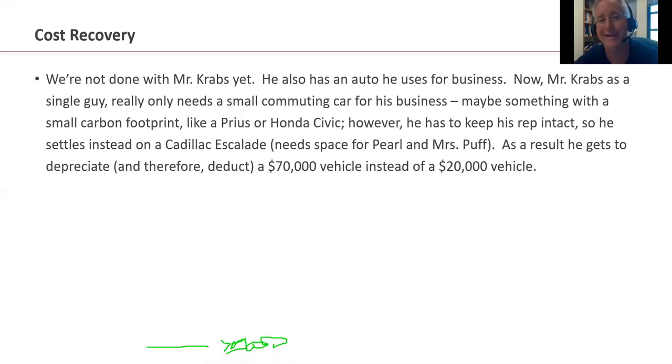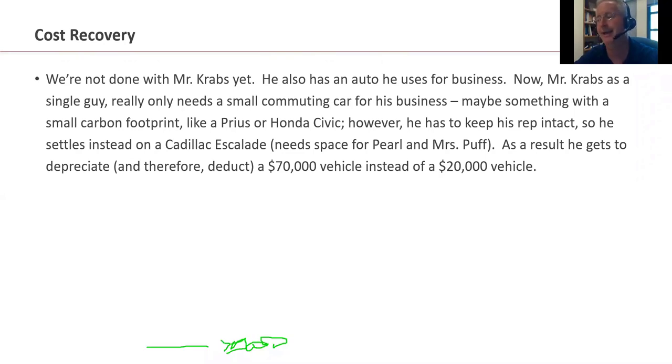All right, we're not quite done with Krabs yet. So Krabs has an auto he uses for business. And he's not cheating, right? He's legitimately using it for business. So recall, Mr. Krabs, he's a single dude, right? He really only needs a smaller commuting car for his business and presumably something with a small carbon footprint, right? Now, Krabs doesn't strike me as the kind of guy that cares a whole lot about carbon, but whatevs. So maybe he should really be using a Prius or a Civic, but you know, he's Krabs. He's a single dude. He's got to keep his rep intact. So he settles on a Cadillac Escalade, right? Because he wants to roll, man.